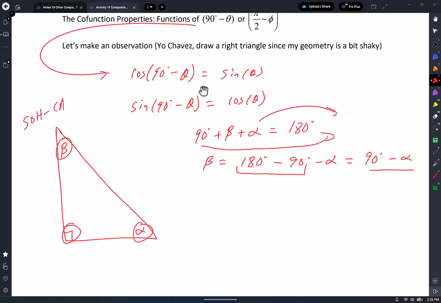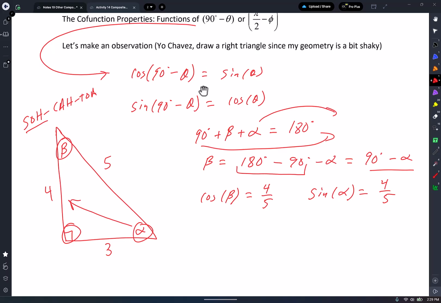SOHCAHTOA. I'm just going to make up some. Do you guys prefer numbers or letters? Letters? I heard letters. Numbers? Okay, numbers. 3, 4, 5. It is a 3, 4, 5 triangle. If I were to tell you cosine of beta, you would tell me cosine is adjacent over hypotenuse. You would tell me 4 over 5. Yay or nay? If I were to ask what sine of alpha is, you would tell me, oh, sine is opposite over hypotenuse. You would tell me 4 over 5 again.